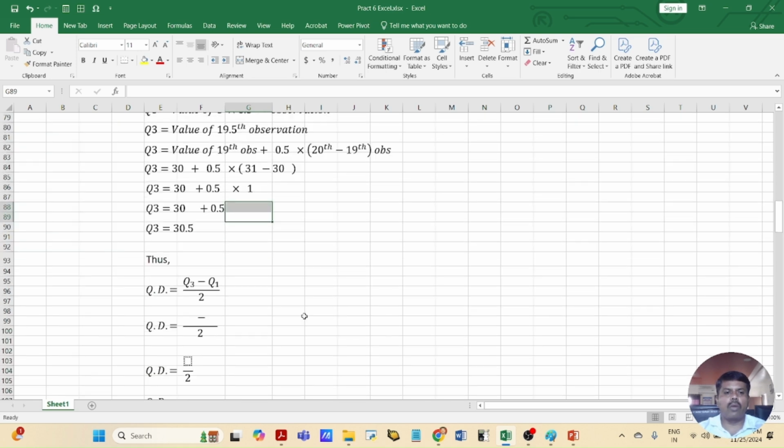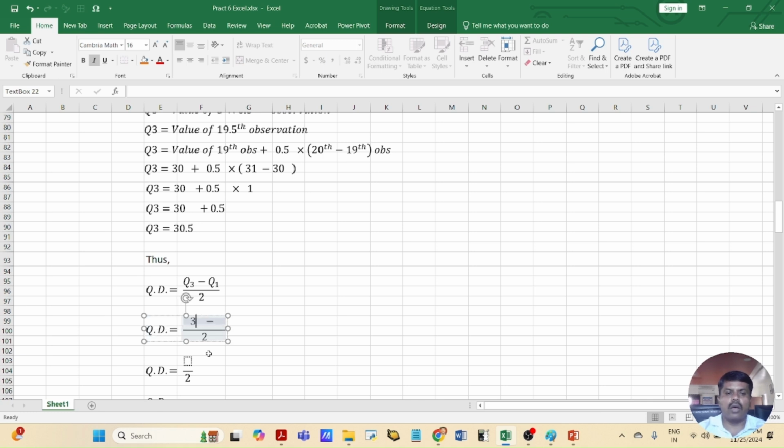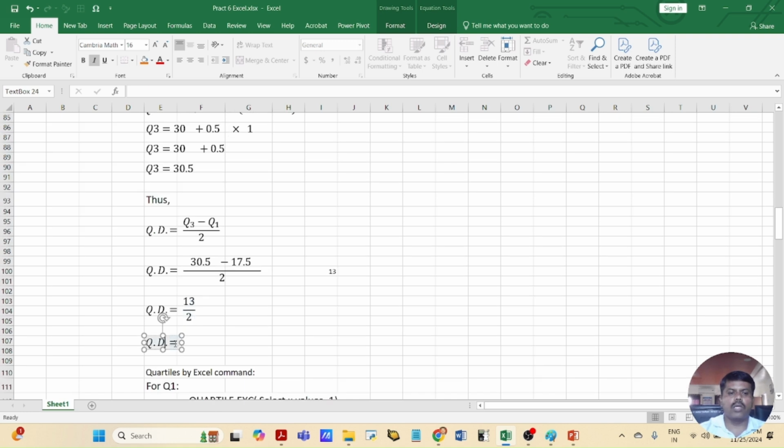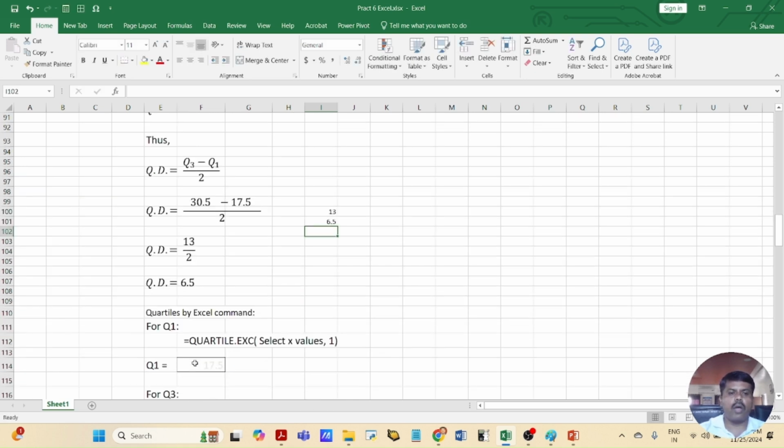Now we put values of Q1 and Q3 in the formula of QD. QD is equal to 30.5 minus 17.5 divided by 2. Subtraction, 30.5 minus 17.5 is 13. Put this value here, 13, and 13 divided by 2 is 6.5. So quartile deviation is 6.5.